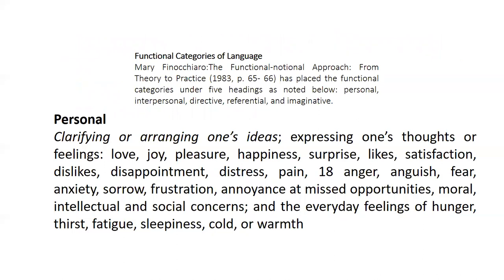Finocchiaro, The Functional Notional Approach from Theory to Practice, 1983, page 65 to 66, has placed the functional categories under five headings. So there will be personal, interpersonal, directive, referential, and imaginative. So let's talk about personal first.